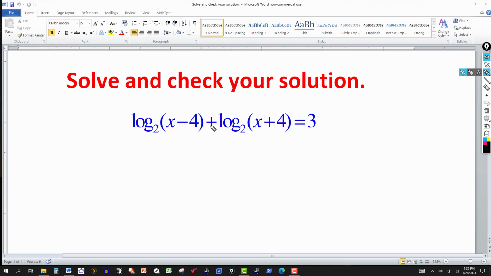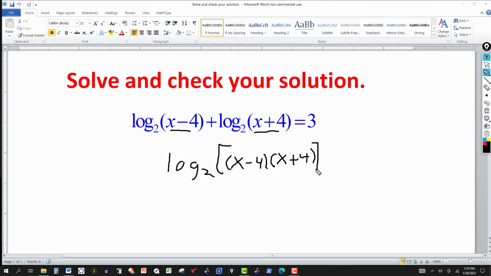So we start this way. We have the sum of two logs. There's a property of logs that tells you when you have the sum of two logs, you can write that as the log of the product. So this can be written as the log to base 2 of the product of these two expressions, x minus 4 times the other factor, x plus 4. To make sure this is all included, we'll put this in brackets like this. We have this as a single log.